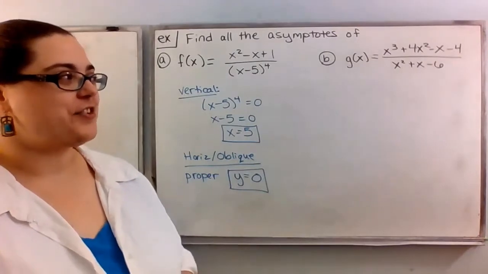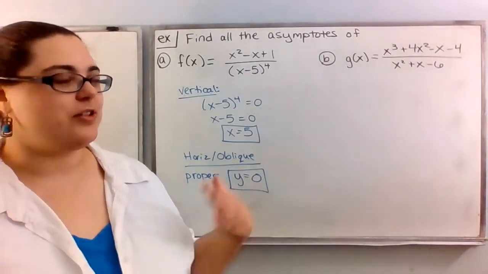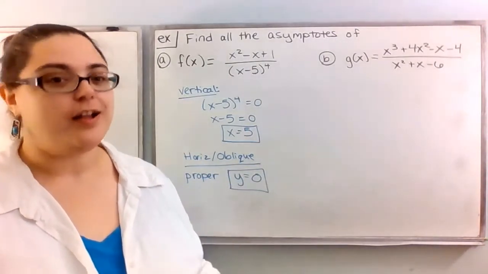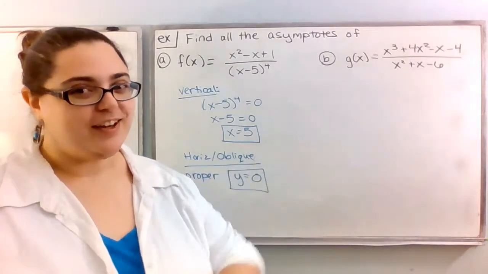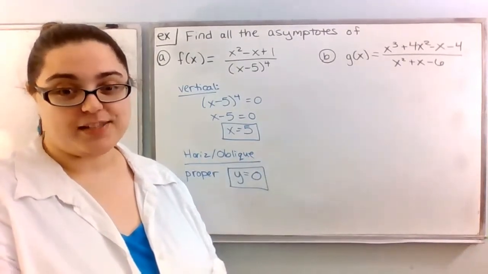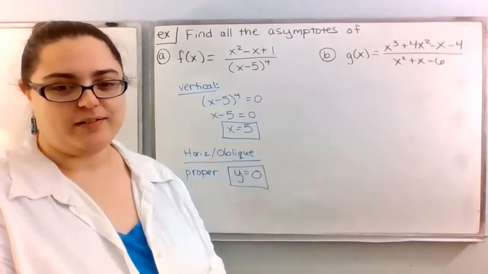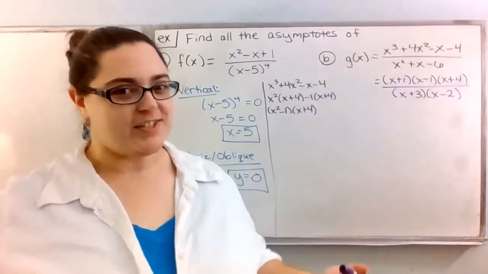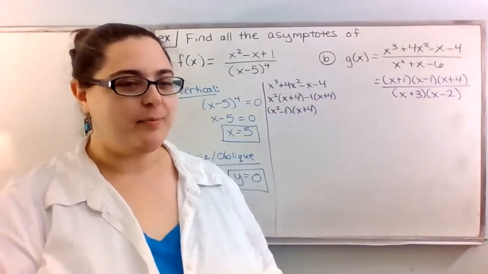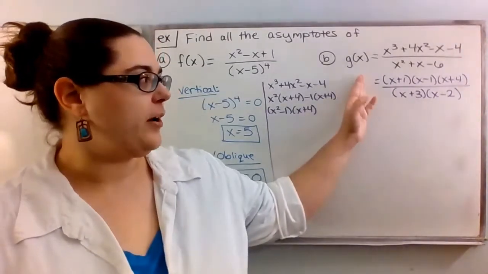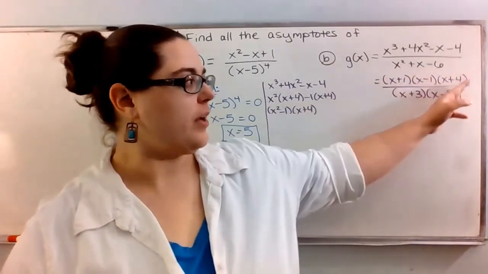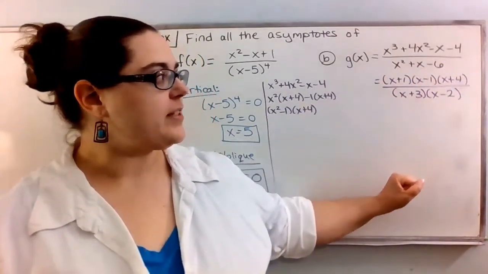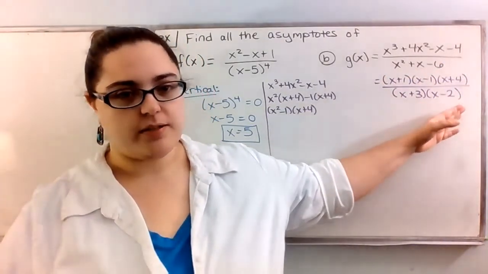So first things first, I notice that the numerator and denominator are not factored. So pause the video here and practice factoring, and I'm going to do the same. And in a moment, you'll see the factored form on the board. All right, so how did you do with your factoring? So this is my factored form. For my numerator, I got x plus 1, x minus 1, x plus 4. And for my denominator, I got x plus 3, x minus 2.